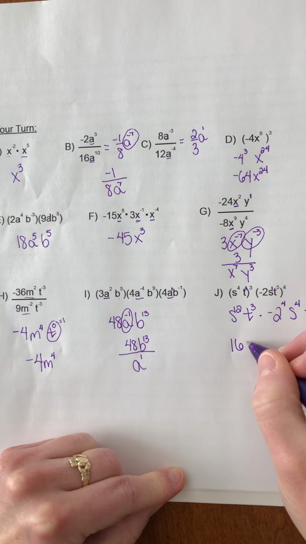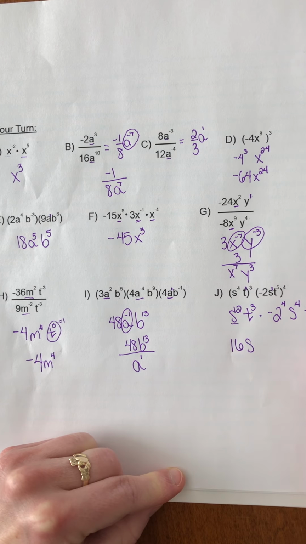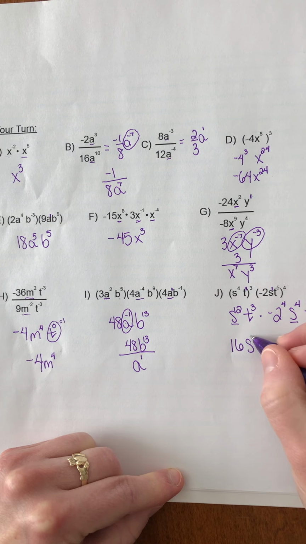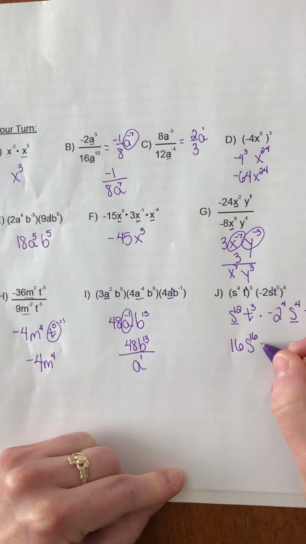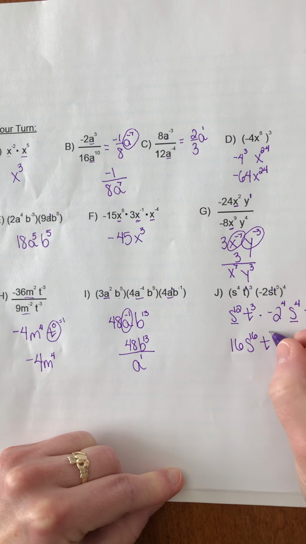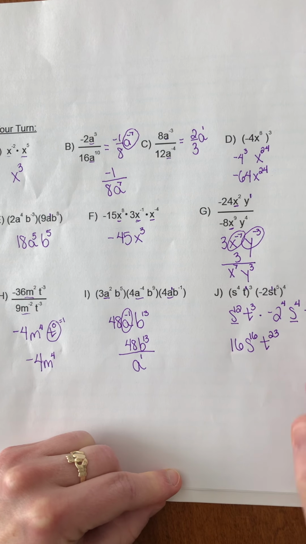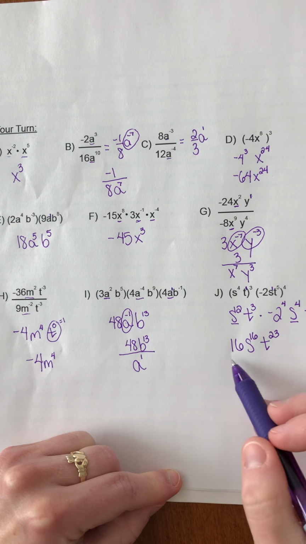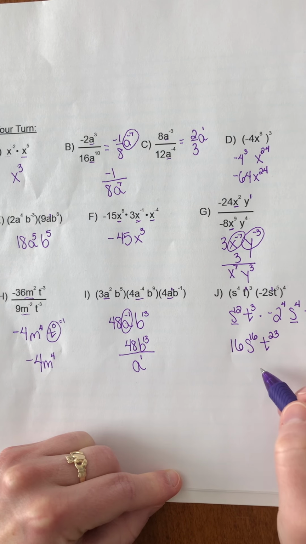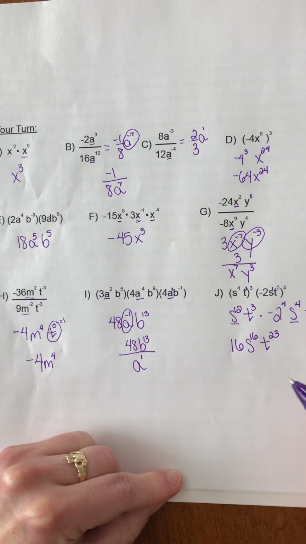Then we deal with the s's, so we're dealing with the like terms. So s to the, now we're multiplying, so we're going to add them, 16. T to the, and we're multiplying, so we're going to add those exponents, 23. Now, these all have positive exponents, so I don't need to rewrite them, so that's my final answer.